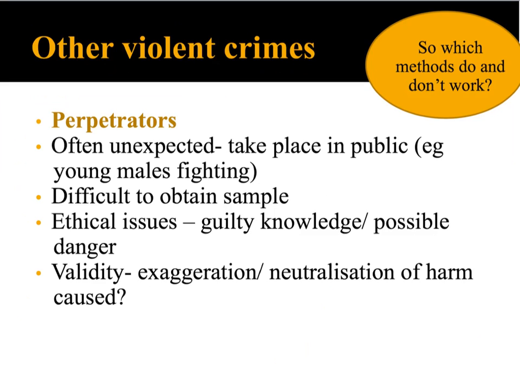Difficult to obtain a sample, okay, both of perpetrators and possibly victims. You've got the ethical issues, things like guilty knowledge. So if you are conducting research on violent gangs and you are working with them, if you observe them beating someone up, you've got knowledge of a crime that legally you have a duty to report to the police. However, that can put you in danger if they believe that you might possibly go to the police. That might put you personally at risk. And also then there's the danger of the people in your study getting arrested because of your research, and that's unethical in itself.